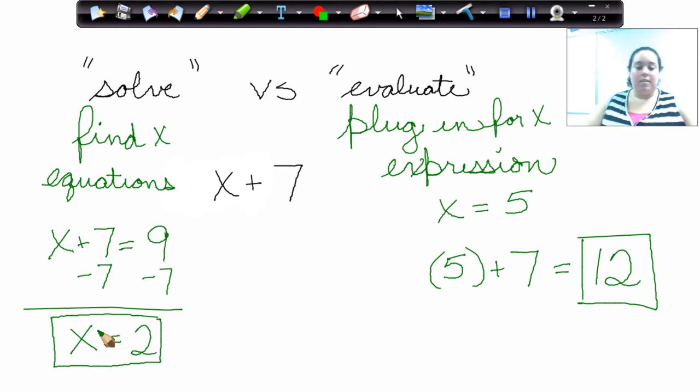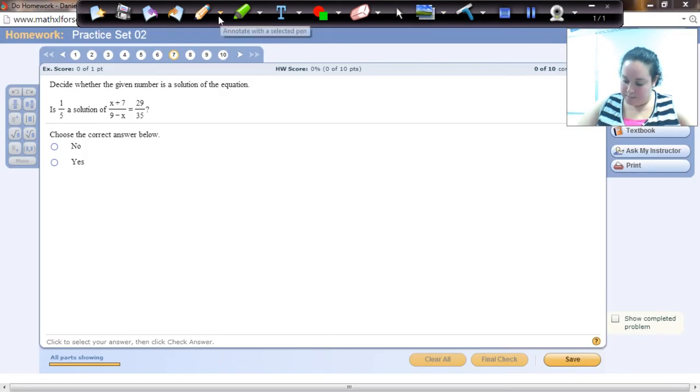So these are just some vocabulary words that we're going to be using throughout the year. Let's look at some problems. Some sample problems. We're going to start with number 2.